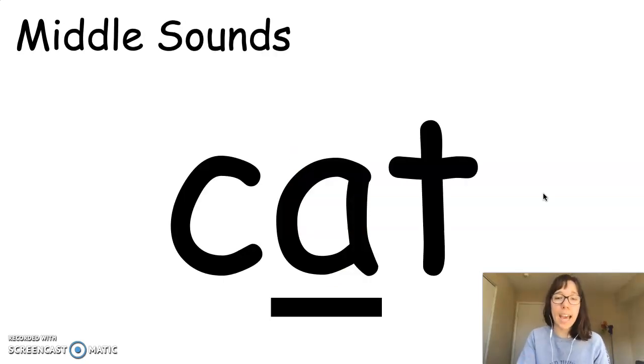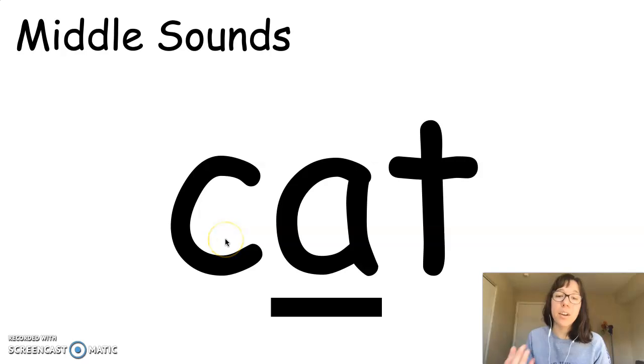So in the word cat, the middle sound is ah. It's made by the letter A. Now in this video, we're only going to be listening for short vowel sounds. We're not going to be talking about long vowel sounds. We'll do that in a separate video. But today we're just going to be listening for the short vowel sounds.